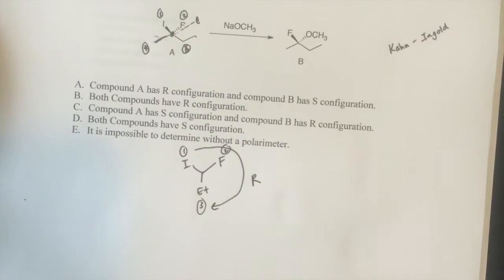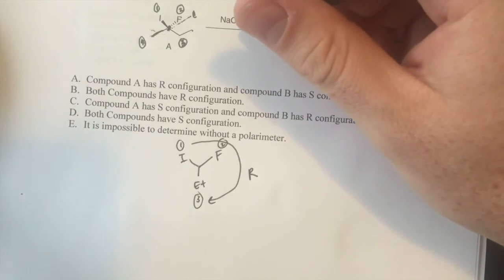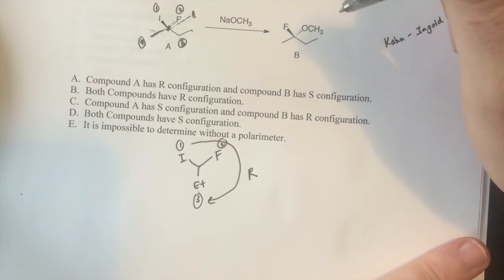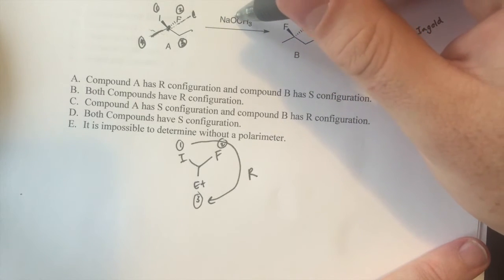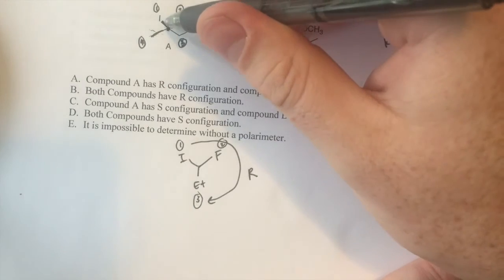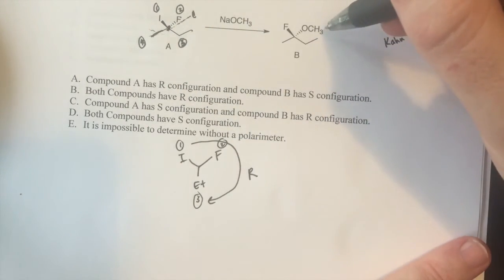Now take a look here. Now we do the same thing here. Most people, there's a sort of a trick to this question, because you would think this is going to be a backside attack, right? NaOCH3, strong nucleophile, comes in, does a backside attack, kicks out the iodine, and you get an inversion of stereochemistry. So if this is R, then this one should be S.